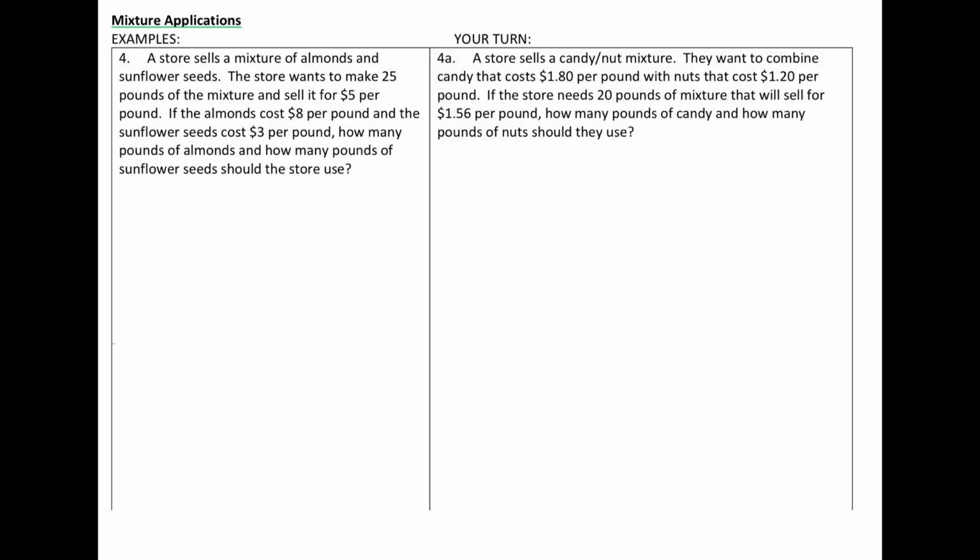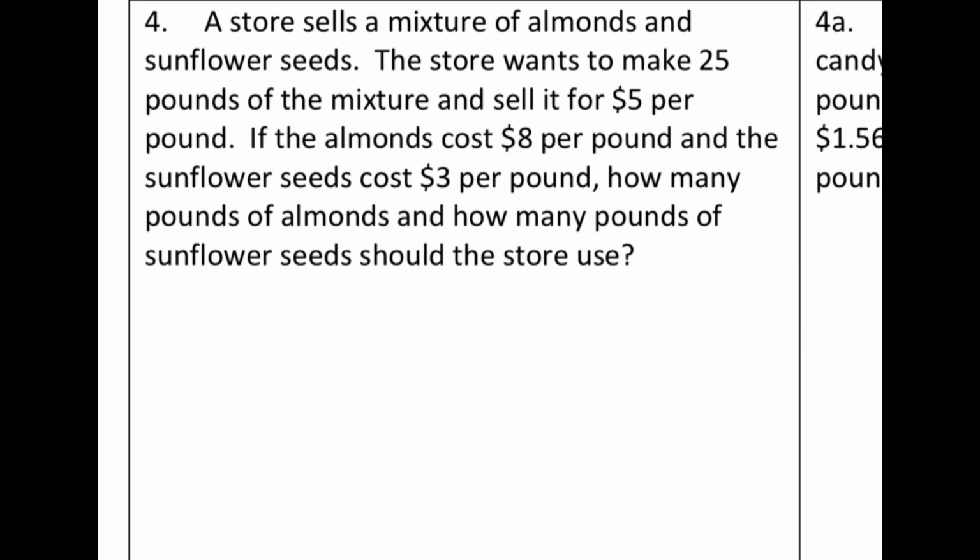All right, another type of problem is mixture problems. You can see by looking at these two examples, we have almonds and sunflower seeds. Here we have candy and nuts. Anything that you're creating that uses two ingredients, basically. Okay, so let's take a look at the example. All right, here we go. A store sells a mixture of almonds and sunflower seeds.